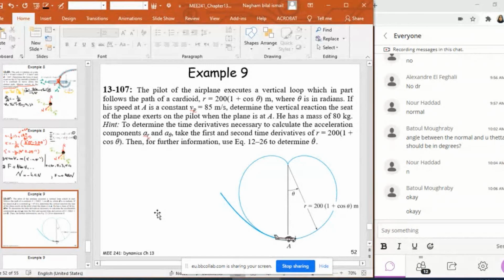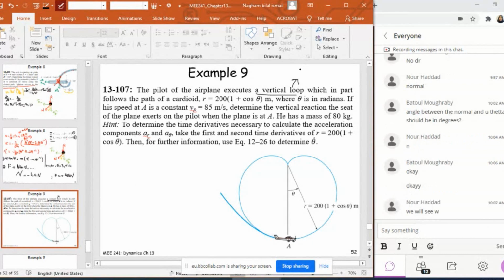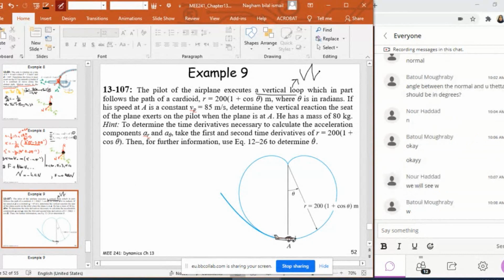Okay, so the pilot of the airplane executes a vertical loop, right? So guys, here they are saying that this is a vertical loop. What does this mean? What's the difference between this problem and the previous problem? If I have a vertical loop, then the weight should be shown in the free body diagram. Yes, we will see the weight, all right?